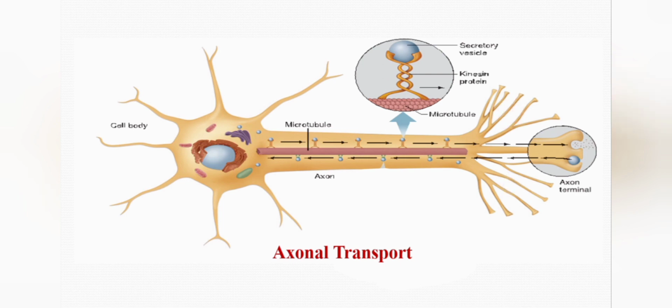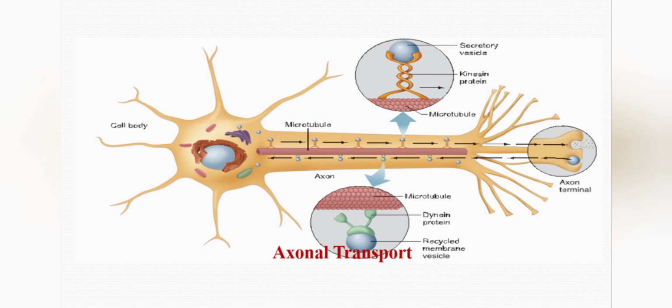Now there is another protein which is called dynein. This is the dynein protein, and it moves substances in the reverse direction. This is called retrograde transport. So these are the two types of transport which occur along the axon.